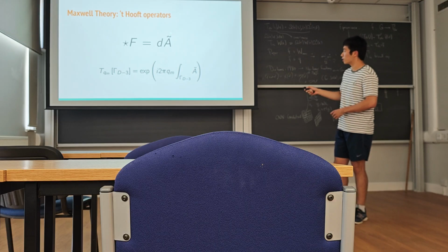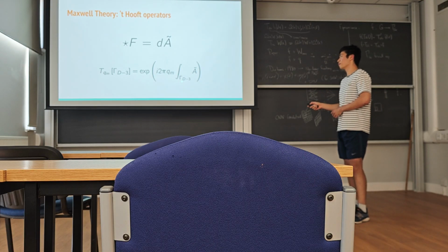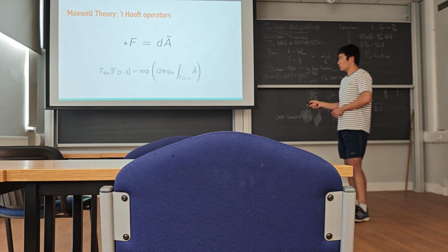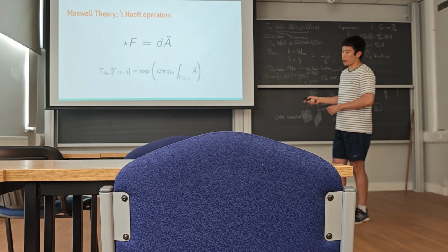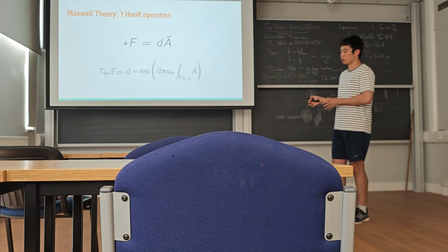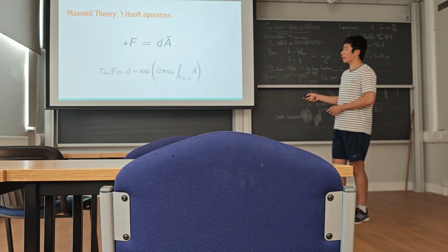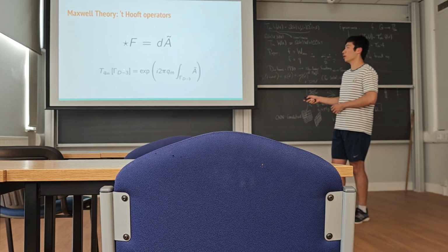We integrate this tilde A over a d minus 3-dimensional submanifold, and this gives us our magnetic parallel to the Wilson line, which is called the 't Hooft operator, defined on a d minus 3-dimensional submanifold.